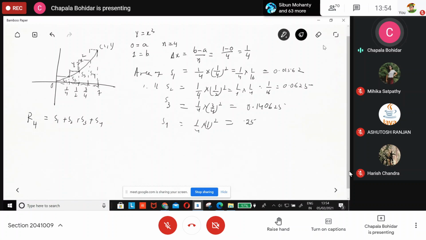You see, I am using the right side point here to find the area of this curve. Here I am using the right side of this point. Here S1, S2, S3, S4. What you get is by using that right end point. In total, what do you get? Add all this.